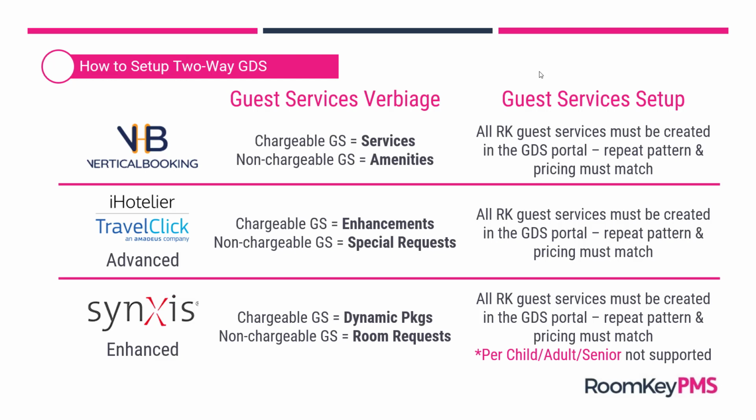So if you have a pet fee that is $10 per night, you want to make sure that you're setting up that repeatable pattern per night and the same pricing, which is $10. Now, I just want to make a little note here about the SynXis Enhanced platform. That connectivity partner does offer a per child, adult, or senior pricing, but we don't support that with RoomKey. So as you're building your dynamic packages in SynXis, make sure that you are not setting up anything with per child, per adult, or per senior pricing, because those do not correspond to anything in RoomKey.